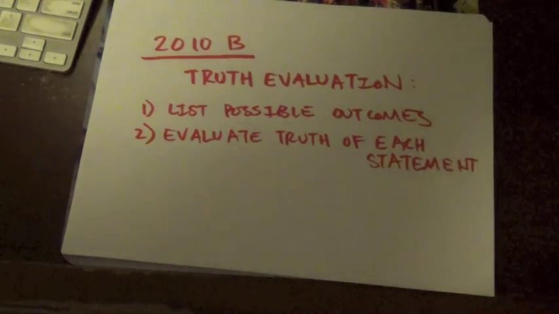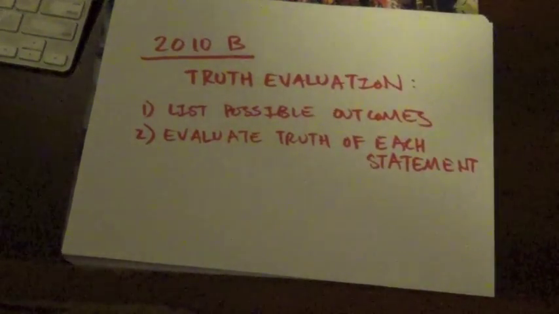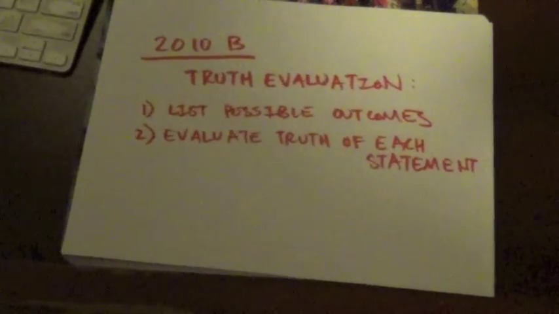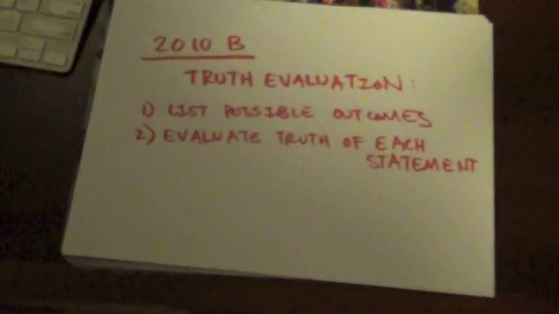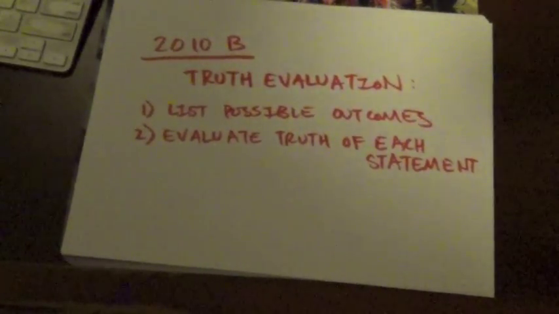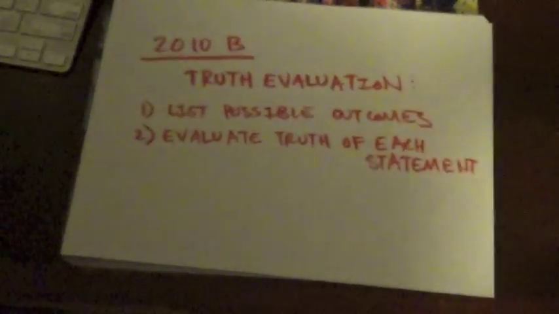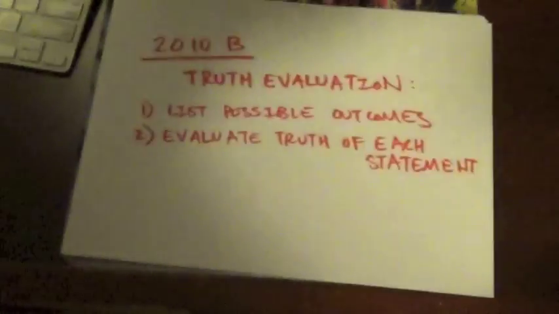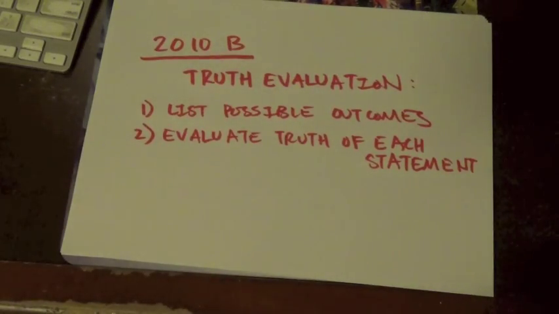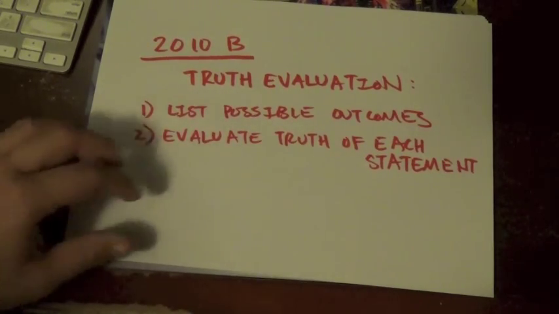Now, let's take a look at the B problem for 2010. Go ahead and press pause while you read the problem. By now, you should have determined that this is a truth evaluation problem. In order to solve this problem, we'll have to do 2 steps. First, we'll list all of the possible outcomes, and then we'll evaluate the truth of each statement under each possible outcome. The outcomes of this situation can fit nicely into a grid.